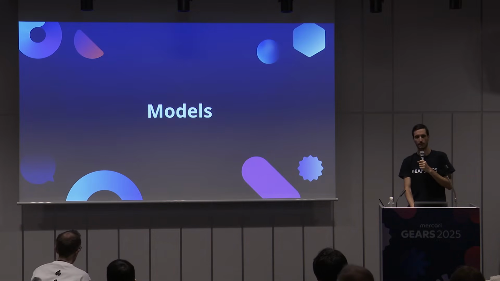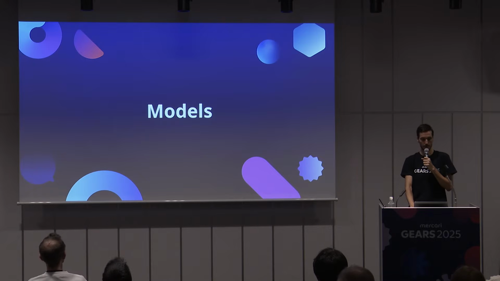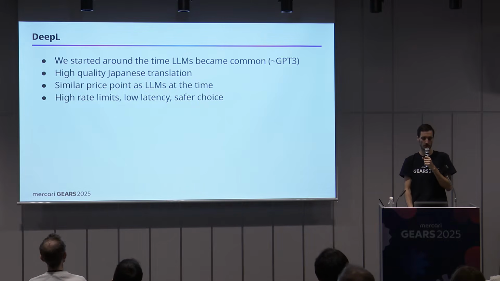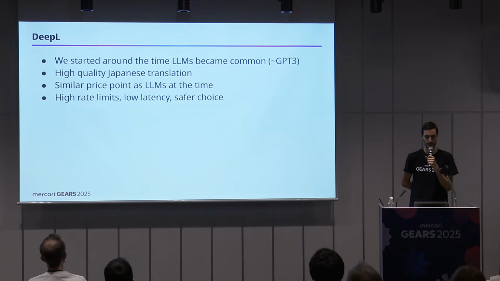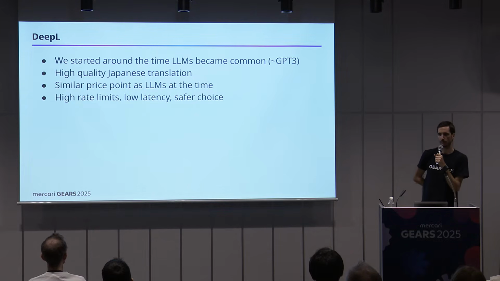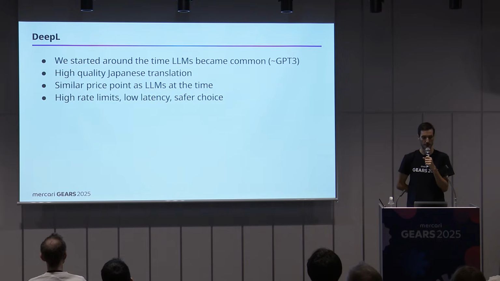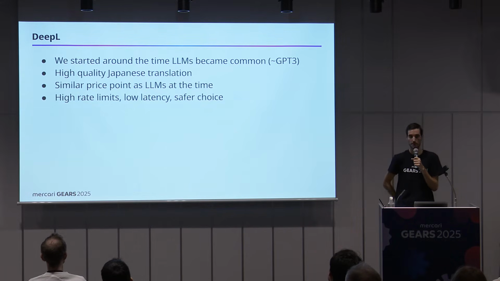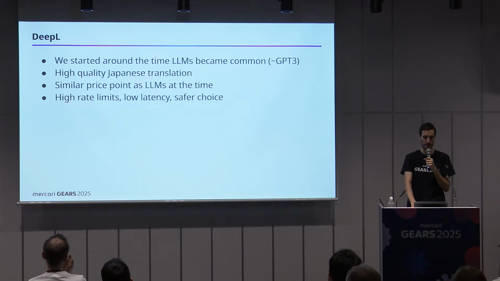All right, so let's look at the models that we used over the past 2 years. First, we started with DeepL. When we started, GPT-3 had come out a few months before, and that was all that was available then. And DeepL was famous for a very good quality of its Japanese translation. The price point would be the same, but we got higher rate limits and lower latency. We got the glossary as well, so it just was better for the users. So it felt like the safer choice, and we went with DeepL.